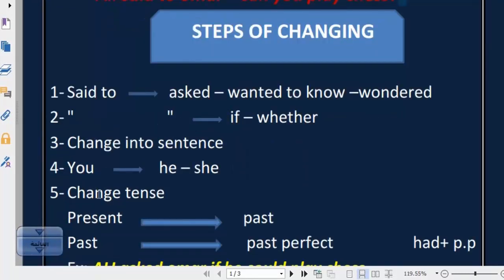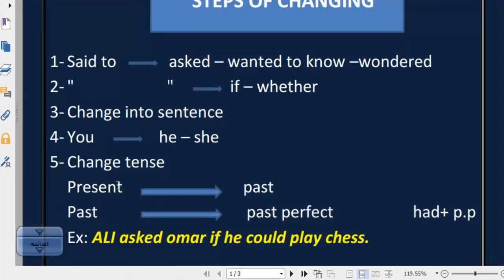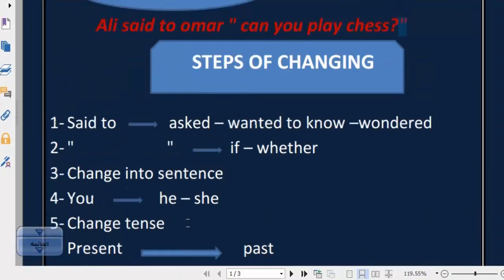The last and the most important step, change the tense. It has a basic rule: if you find a present, any kind of present, for example present simple, present perfect, present continuous, you change it to past by all the forms of the past. Past simple, past continuous, and so on. If you find past simple or any form of past, we change it to past perfect. To remember, what is the past perfect? It's had plus pp.